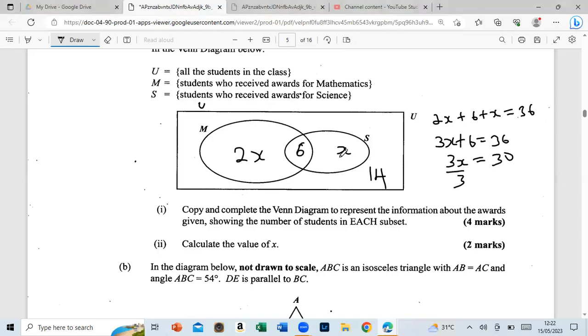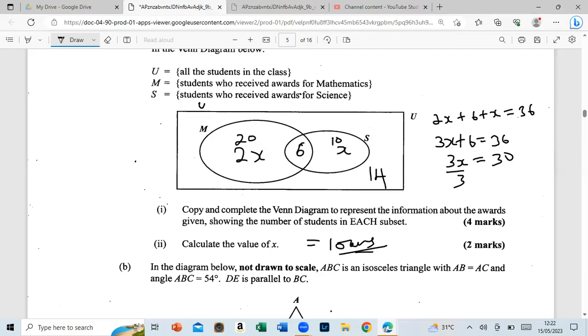And we divide by 3. So x is 10. That means 2 times 10 is 20 here, and it's 10 here. So 20 students do mathematics only. And that would give us that answer. So the value of x is equal to 10. That's what they asked for, and we have gotten 2 marks for that.